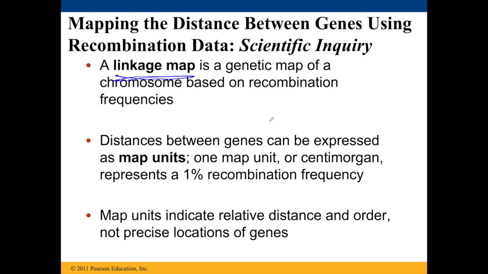Now, there's one other term that you should know, and that is a unit of map distance called a centimorgan. So one unit of map distance, or one centimorgan, equals a 1% recombinant frequency. So a 1% chance of recombination between those two genes. They named this after Thomas Hunt Morgan. They just called it a centimorgan because he's the one who discovered this. So one centimorgan means there's a 1% chance of recombination, or 1% recombinant frequency, between two genes.